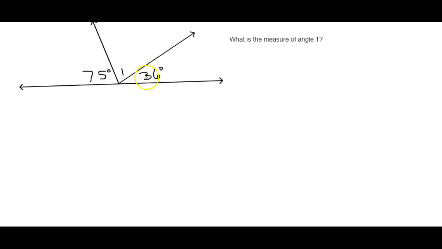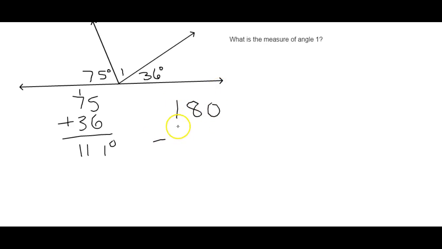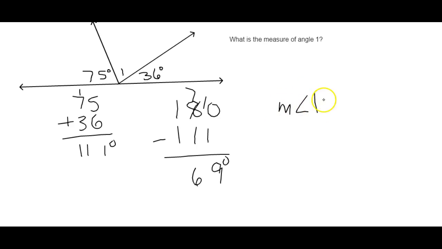So we have to add these two angles together, 75 plus the 36, which gives us 111, and then we can still use the property that a straight line is 180 degrees and do our subtraction. 180 minus 111 is 69 degrees. So the measure of angle 1 is 69 degrees.